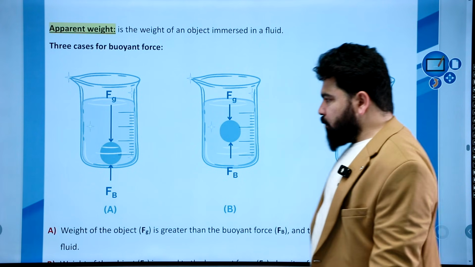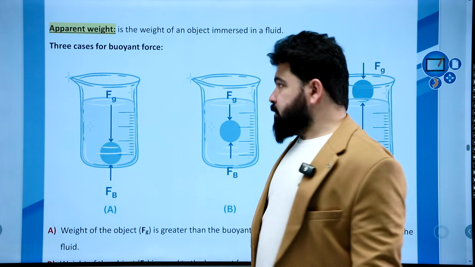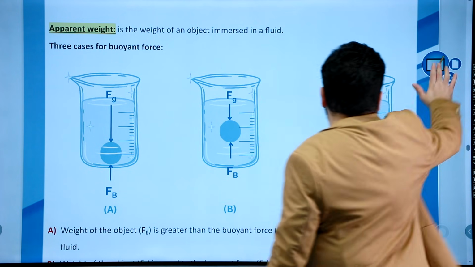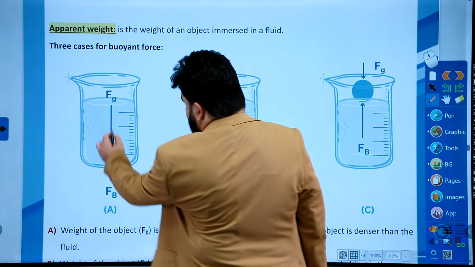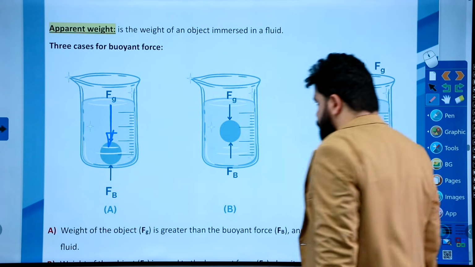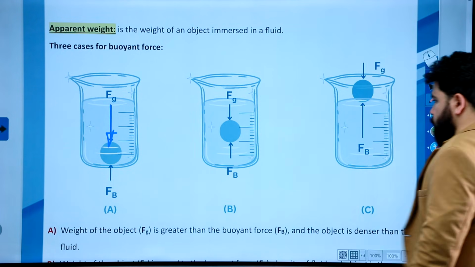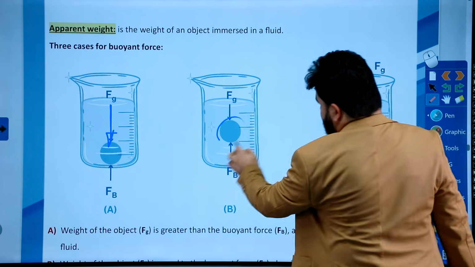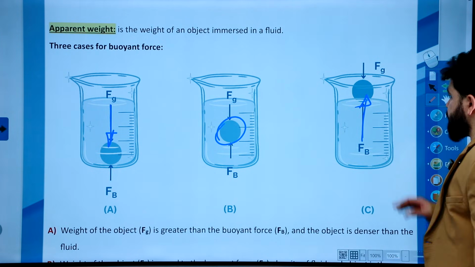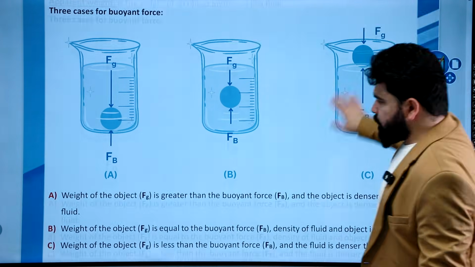Apparent weight is the weight of an object in a fluid. This is really important: if Fg of the object is greater than Fb, then the object is going to sink. If they are equal, it's going to stay like that, standing in the water. It's not sinking and it's not floating. It floats if Fb is the greater force on the object. Be careful.